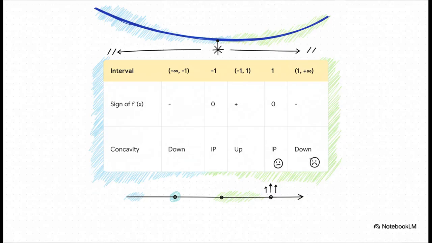And now for the final step, the sign table. This is where the magic happens. Our critical points are -1 and +1, and those split our number line into 3 different zones. By just plugging a test number from each zone into our second derivative, we can see if the sign is positive or negative. A negative sign means concave down. A positive sign means concave up. And you can see it plain as day. Right at -1 and +1, the concavity switches. Those are our inflection points.